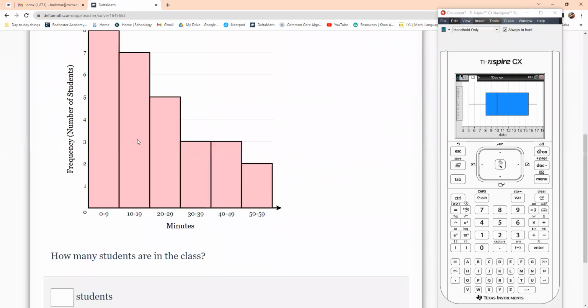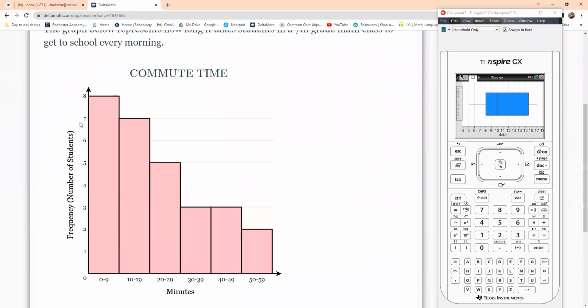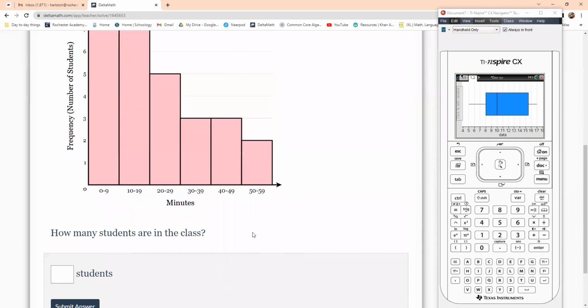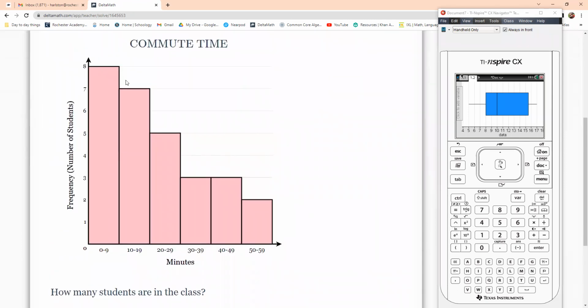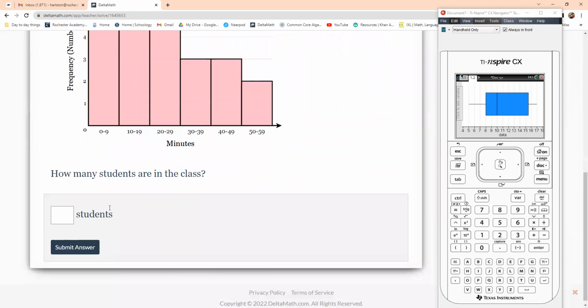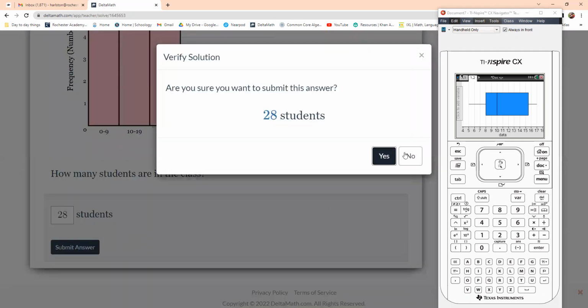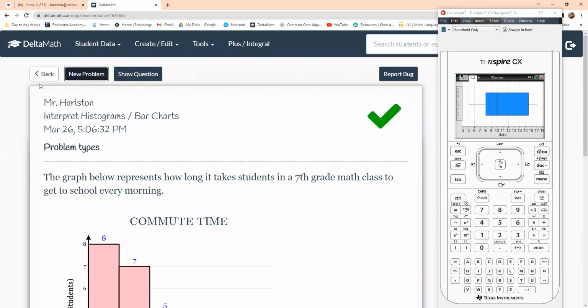Let's see, one more. How many students are in the class? So basically all we have to do is add up all of these. So this is 8 plus 7 is 15. 15 plus 5 is 20. 20 plus 3 is 23. 23 plus 3 is 26. And 26 plus 2 is 28. So basically all I'm doing is adding all of these frequencies, and I got 28. And then I put that, and I think that was right. Yep. All right, let's go back.